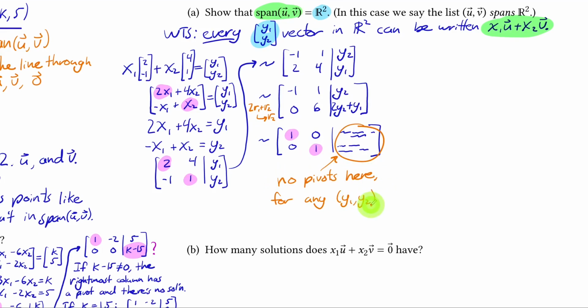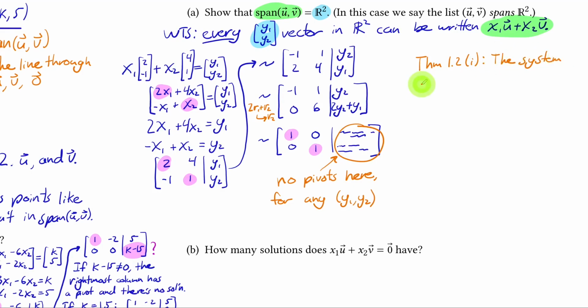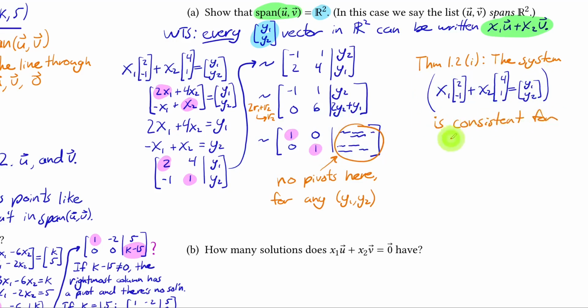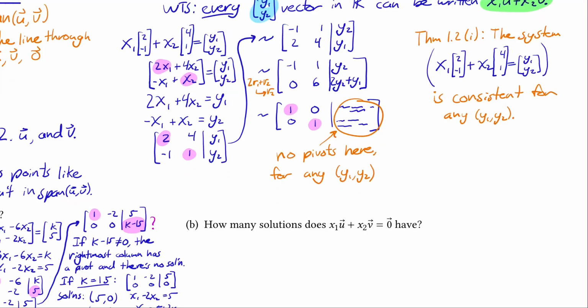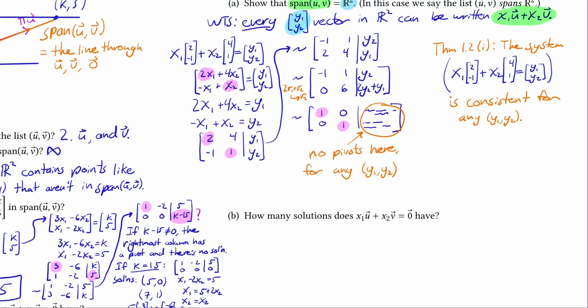So theorem 1.2, part 1, says that this system is consistent. And by the system, I really mean the vector equation, which we translated into a system. So in other words, every y1, y2 vector is in the span. You can write that y1, y2 vector as some linear combination. All right, let's look at part B.